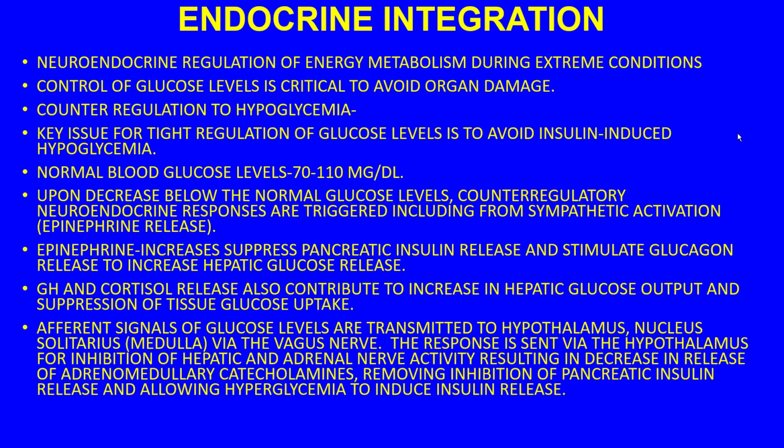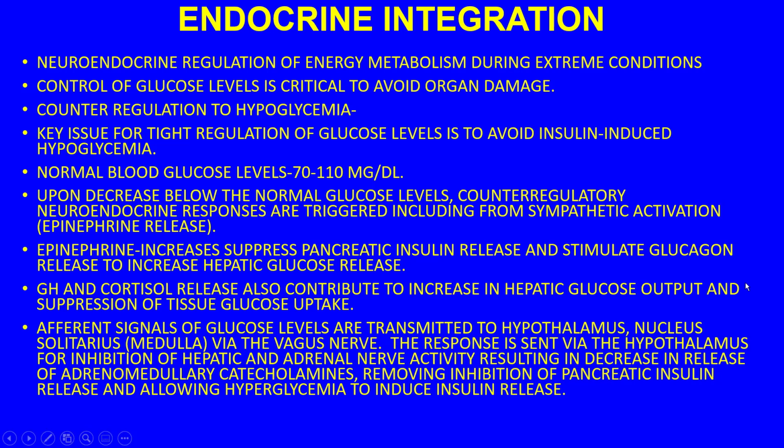Growth hormone and cortisol will release. They will also contribute to this increase in hepatic glucose output and suppression of tissue glucose uptake. Now, you're also going to get afferent signals, basically sensory information, going back to the brain of the glucose levels. They're transmitted to the hypothalamus and to several other sections of the brain, the nucleus solitarius, which is in the medulla, and this is all coming from the vagus nerve. The response is sent via the hypothalamus for inhibition of hepatic and adrenal nerve activity, resulting in the decrease in release of the adrenomedullary catecholamines. It will also be removing inhibition of pancreatic insulin release and allowing hyperglycemia to induce insulin release.